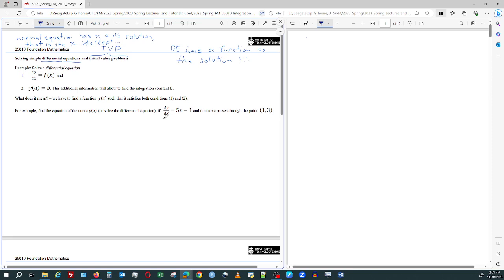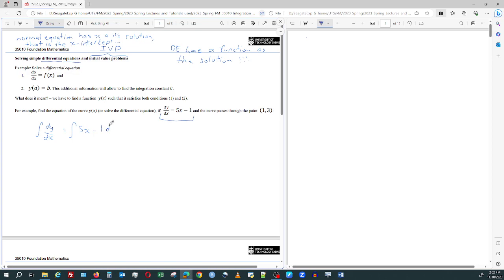To solve a differential equation is to find some function that has the differential. So that means we're going to integrate. If we integrate dy/dx as an undo operation, that means we should end up integrating the right side too. What you do to one side, you do to the other. And so we're going to integrate 5x minus 1.